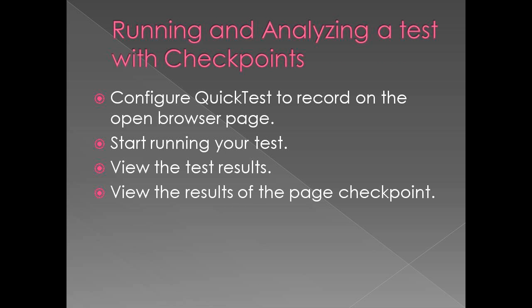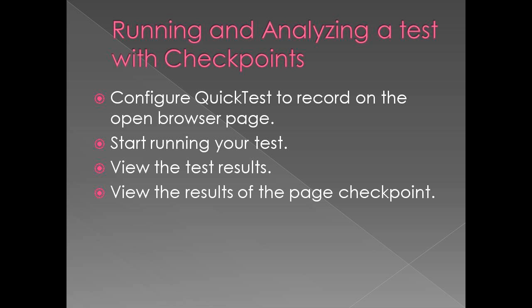In this section, you will review your test with checkpoints, run the test, and analyze the checkpoint results. 1. Configure Quick Test to record on the open browser page. A. In Quick Test, choose Automation, Record and Run Settings. The Record and Run Settings dialog box opens. B. Select the Open the following address when a record or run session begins radio button and click OK to close the dialog box.